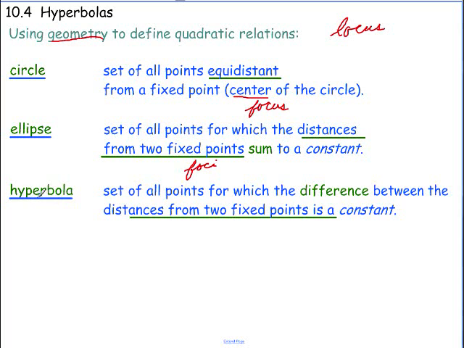Now we're going to define the hyperbola in terms of locus. It's the set of all points for which the difference, that's why you have to have different signs here, for which the difference between the distances from two fixed points, and guess what those are going to be, is a constant. There's a certain symmetry about all of this, isn't there? We see a pattern developing in conics and how we define them, at least geometrically.